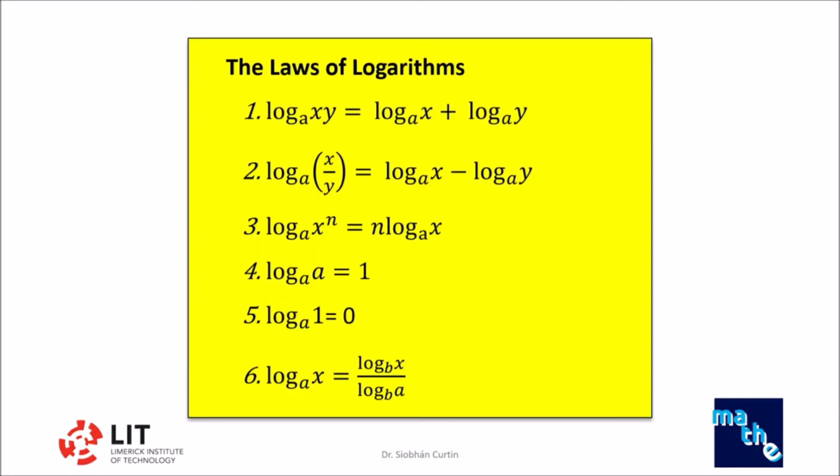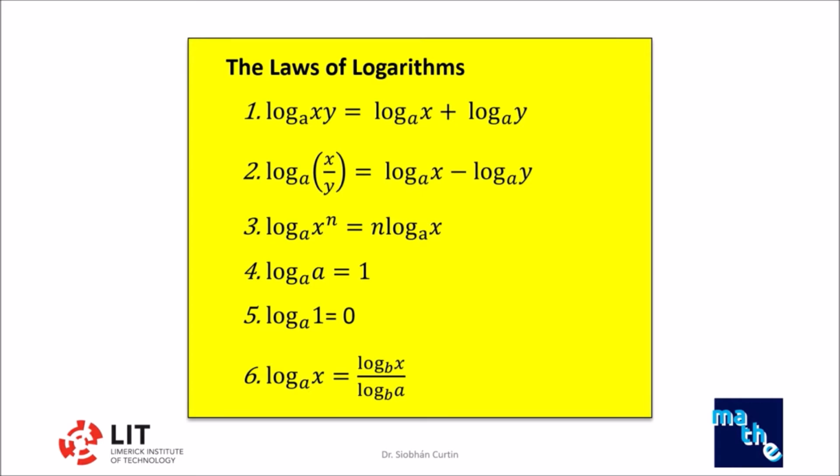So here are the laws of logs. If you wish to add logs of the same base, you just multiply the arguments, in this case x and y. If you'd like to subtract logs of the same base, you just divide the arguments x and y. For this particular rule, the log of x to the power of n, all to the base a, can be written as n times log x to the base a.